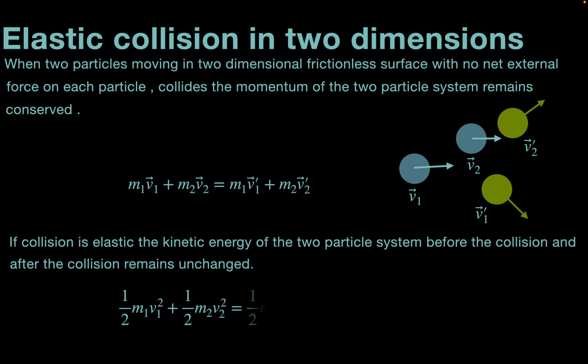So we can write half m1 v1 square plus half m2 v2 square equals half m1 v1 prime square plus half m2 v2 prime square. Both energies are equal. So this is about the collision in two dimensions. We apply conservation of momentum, and if the collision is elastic, we apply the conservation of energy.